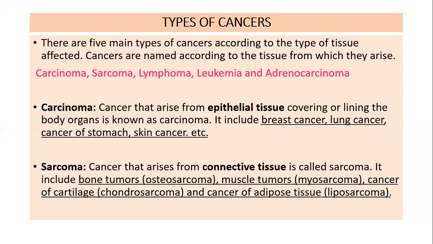Okay, then comes sarcoma. Now what is sarcoma? Sarcoma is the cancer of connective tissues. Okay, and here the examples you can take are bone tumors, that is osteosarcoma, muscle tumors, myosarcoma, cancer of cartilage, chondrosarcoma, adipose tissue, liposarcoma, and so on. तो ये तो आपको पूरा ही याद रखना है because we can ask this as multiple choice questions. What are bone tumors? What are muscle tumors called?